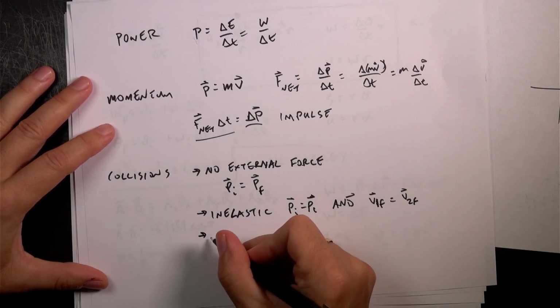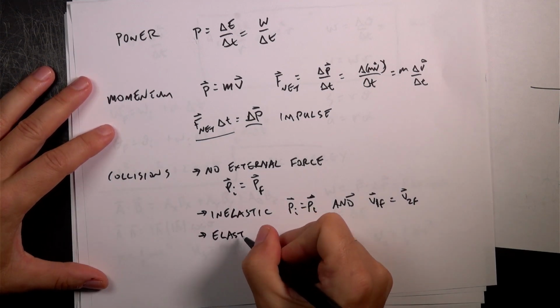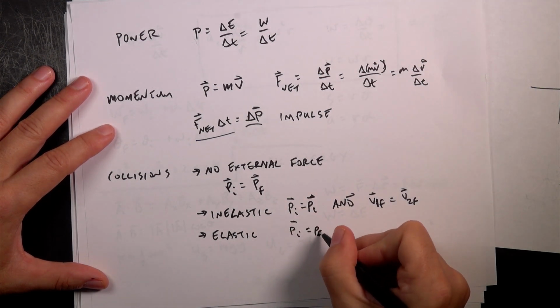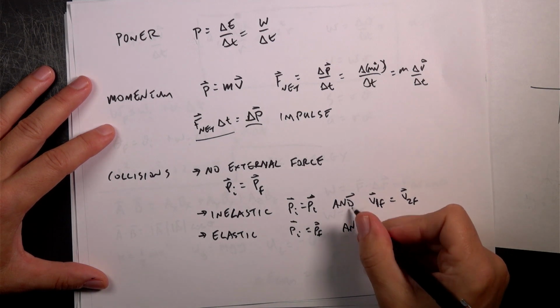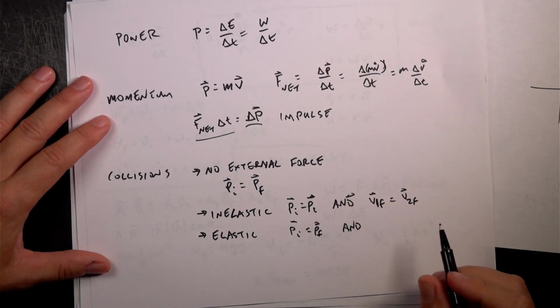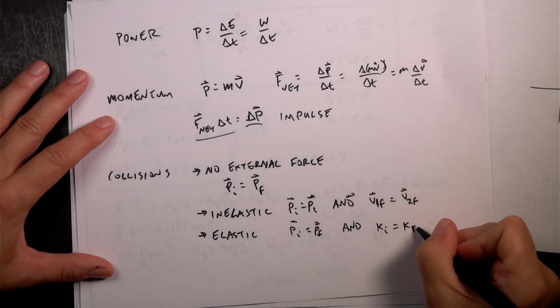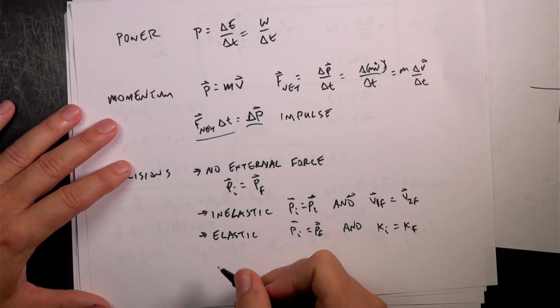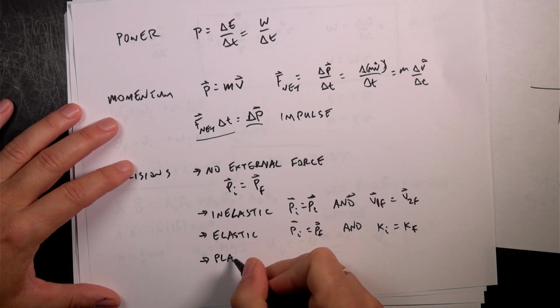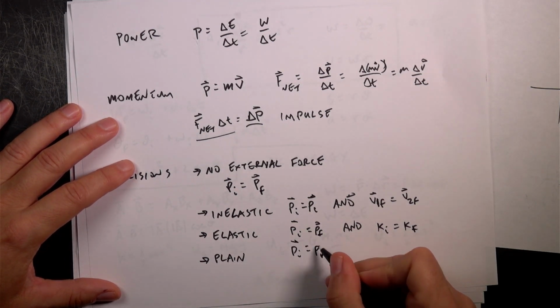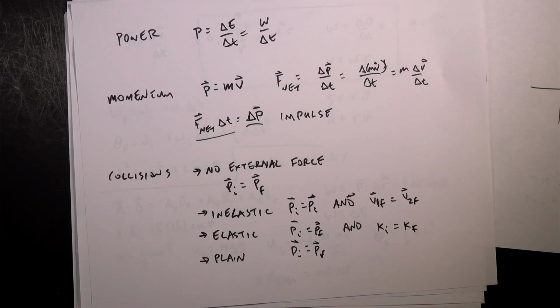Then I have elastic, and again, Pi equals Pf, and, did I put a vector over that? That's really weird. That's fine. It's kind of funny. And the initial kinetic energy is equal to the final kinetic energy. And then we have a plane collision where Pi is equal to Pf. So in a plane collision, the momentum is conserved, kinetic energy is not conserved, but they don't stick together.